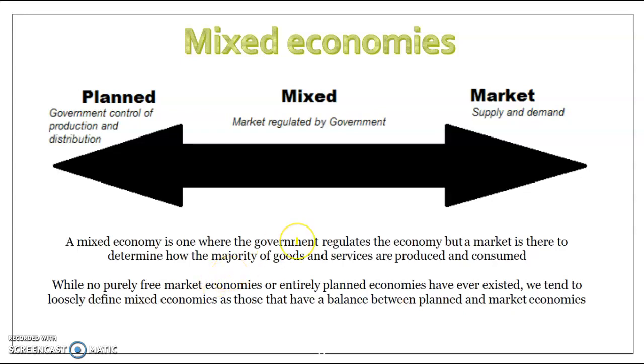So where the government, most things are privately owned, but the government regulates certain things within the economy to ensure that some things aren't overproduced and some things aren't underproduced, which we'll talk about in a sec. But mixed economies is just a mixture of both.